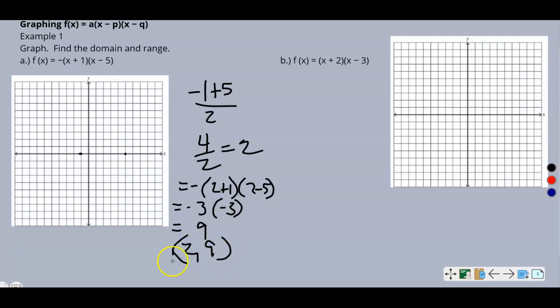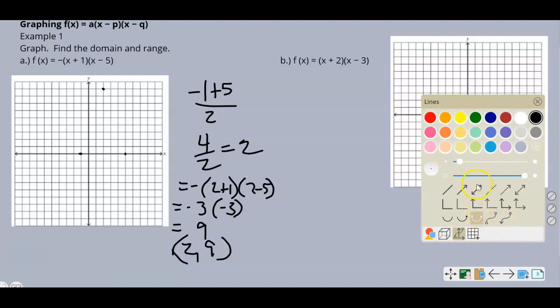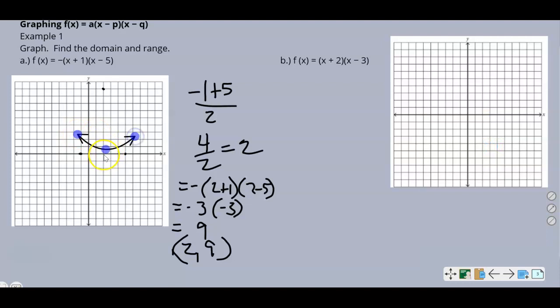All right, that gives me my third point. So if I come over 1, 2, and go up 9, that gives me 3 points here. Let's see, I can go ahead and graph this. Again, you know it's upside down because it is negative.